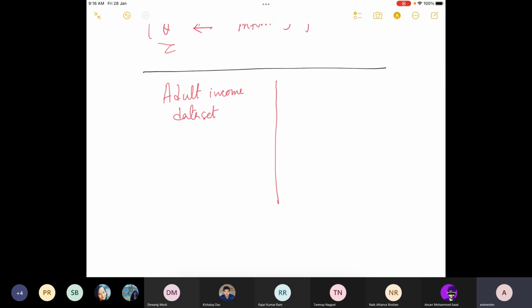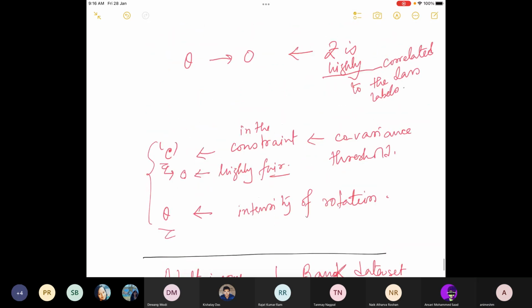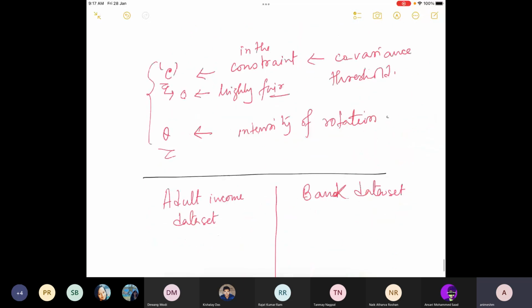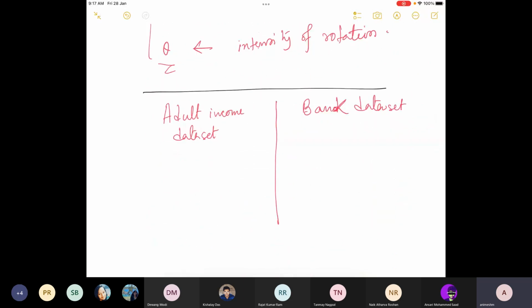And the second data set is the bank data set. Now, before we go into the experiments, let us have a brief description of each of these two data sets.